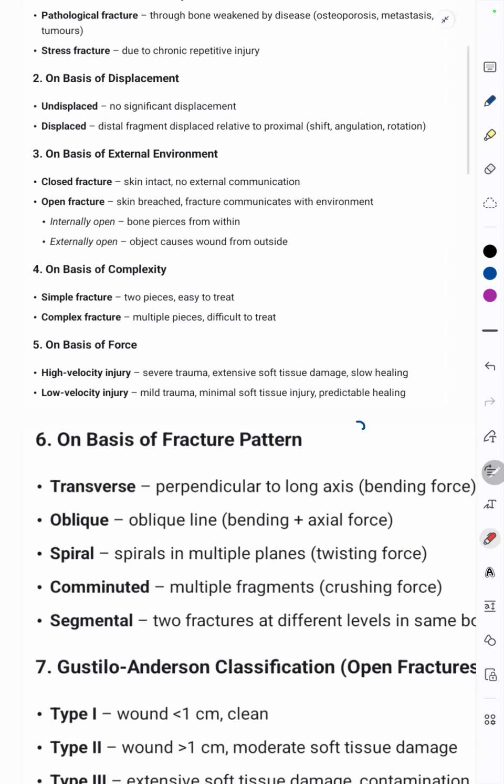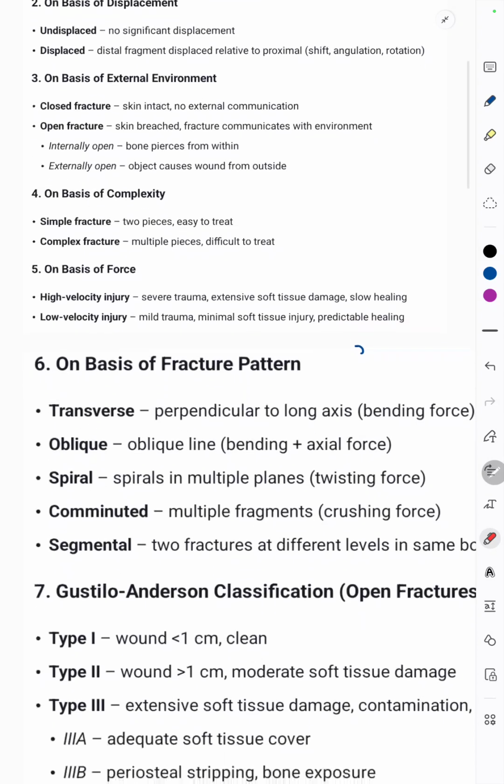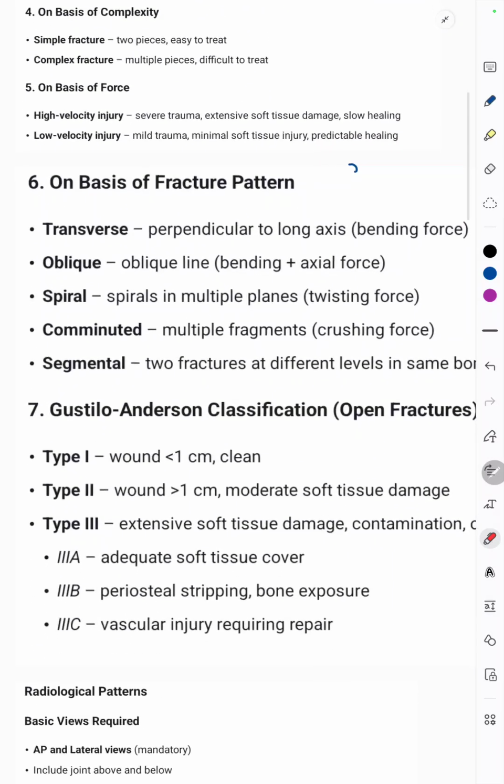Then on the basis of complexity, there can be a simple fracture or a complex fracture. Simple fracture means two pieces are apart and they are easy to treat. However, a complex or comminuted fracture is where multiple pieces are formed. On the basis of force, it can be high velocity or low velocity. In high velocity or severe trauma, the soft tissue damage is extensive and there is slow healing. While in low velocity injuries, there is mild trauma, minimal soft tissue damage, and relatively fast healing.